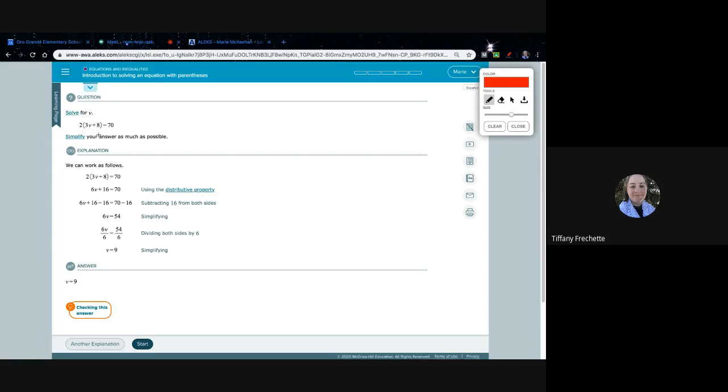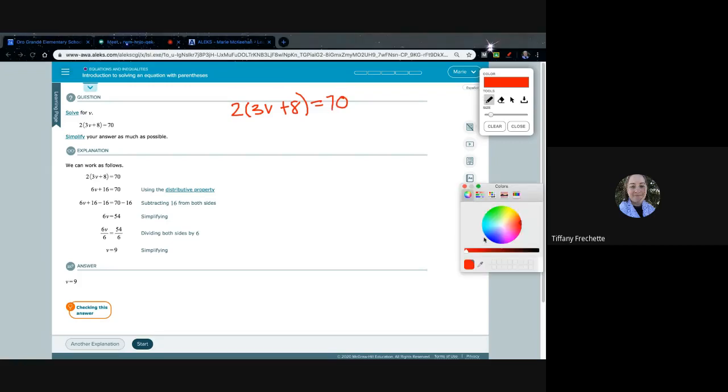All right, so we have an equation over here that looks a little bit more involved than the ones we've had before. Ooh, I gotta turn my pen size down. That looked really funky for a second. All right, so we have 2 times (3v plus 8) equals 70. This is our first time dealing with parentheses in an equation.